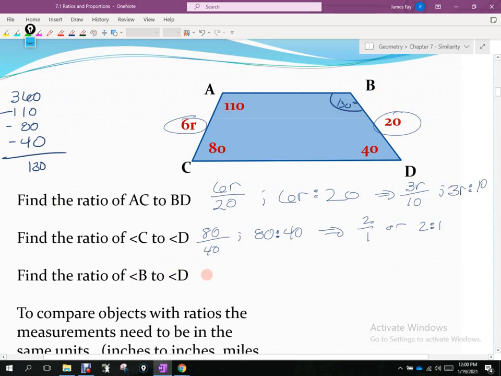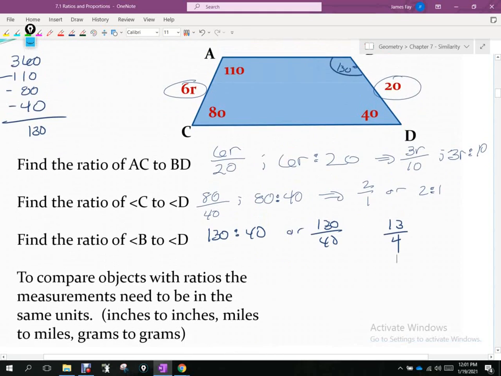So now if I compare B to D, B is 130, D is 40, or 130 compared to 40, and those both reduce to 13 over 4, or 13 colon 4, however you may want to write it. Okay, but understand 13 to 4 is different than 4 to 13, right? So just be on the lookout for the order.